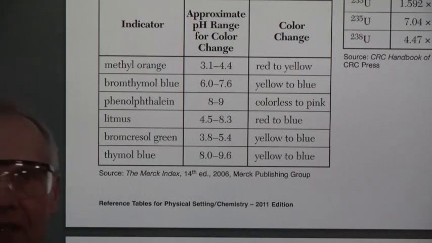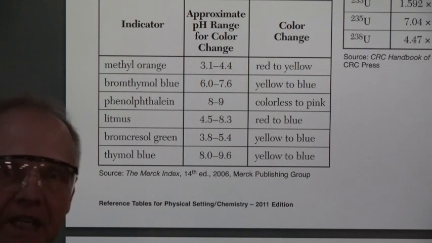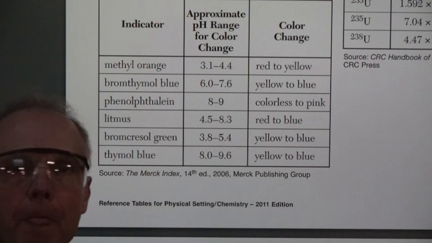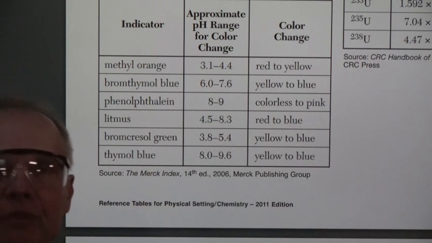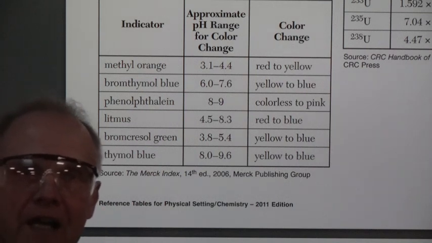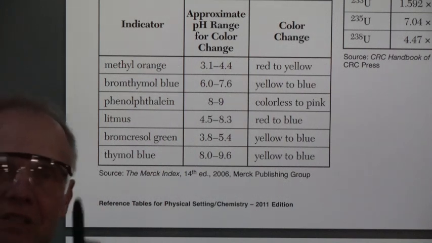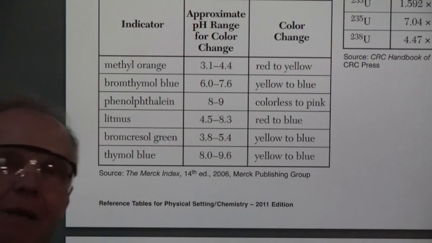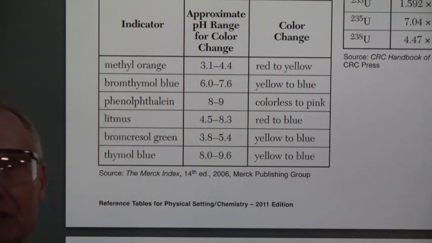Anything below 7 is getting more acidic. Anything above 7 is getting more basic. And don't forget, if you go from a pH of 5 to a pH of 4, the pH of 4 has 10 times more H pluses in it. If you go from a pH of 5 to 3, it would be 10 times 10, it would be 100 times more H pluses. If you go the other way, well, then it would be 10 times less H pluses. Okay?